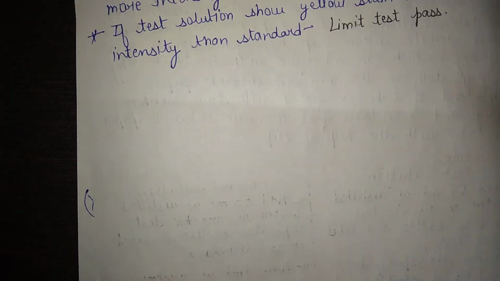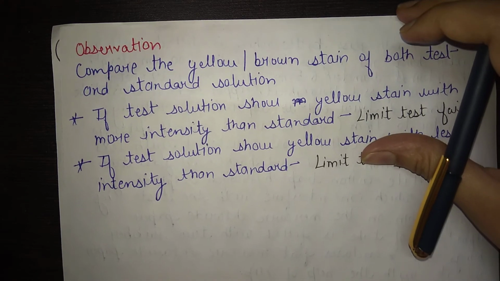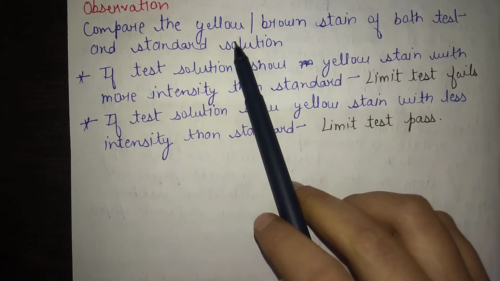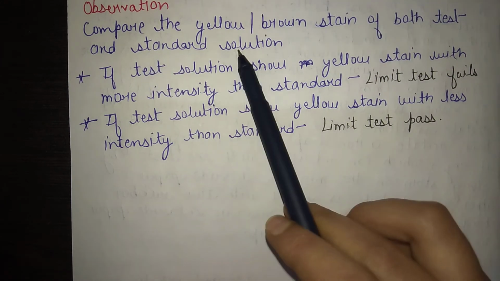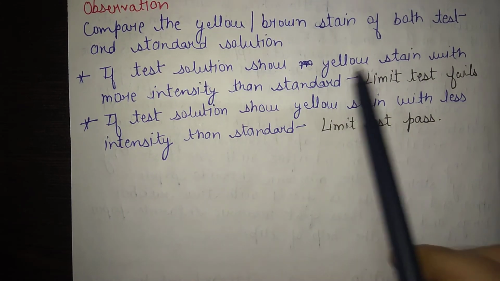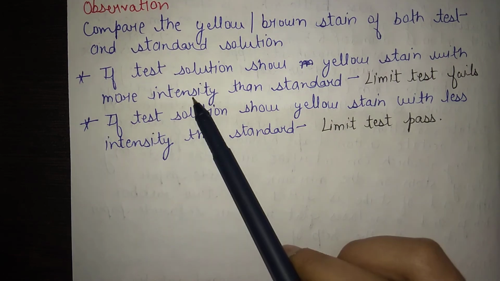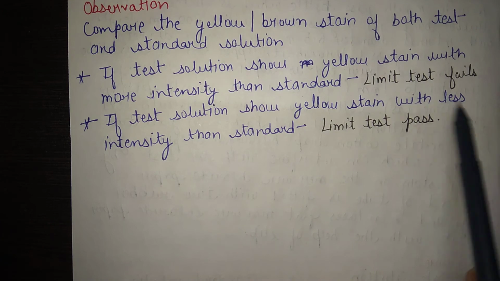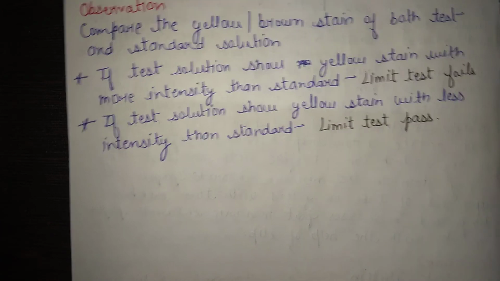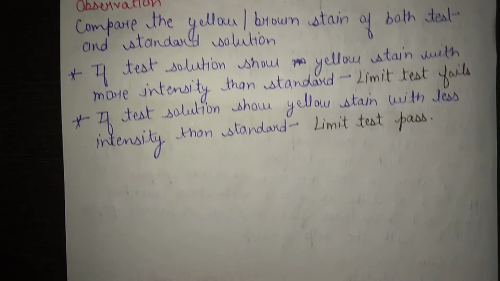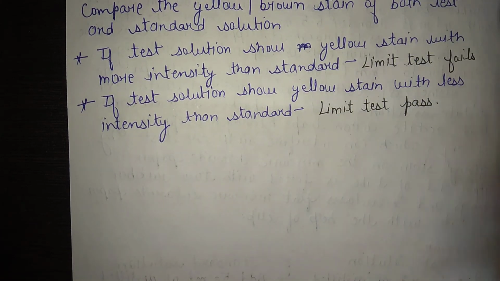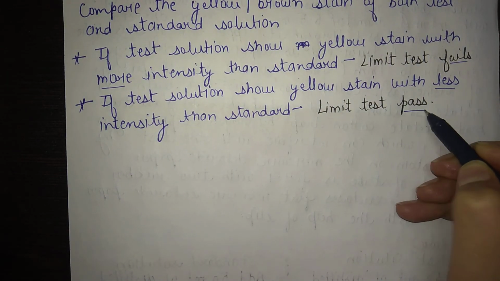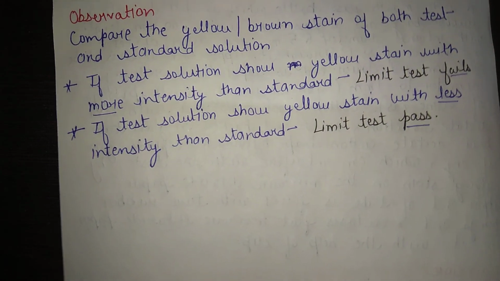After that we will do the observation, that is, we will compare the intensity of the yellow brown stain of both test and standard solution. If the test solution shows a yellow stain with more intensity than the standard, the limit test fails. If the test solution shows a yellow stain with less intensity than the standard, the limit test passes. So if the intensity of the stain is more, the limit test fails; if it is less, the limit test passes. So this was all about the limit test for arsenic.